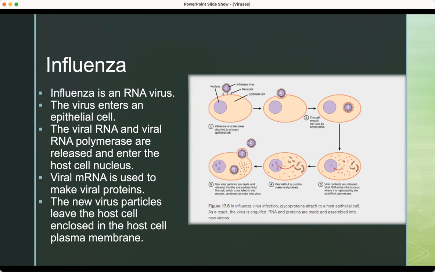So just to review what I just went through with influenza, the influenza virus enters the host cell. The viral capsid and the envelope are degraded, and the viral RNA and RNA polymerase are released. These enter the host cell nucleus. They are used to make more viral RNA and viral proteins. These are packaged up into new virus particles, and then they bud out of the host cell, and they're encapsulated in the host cell plasma membrane.